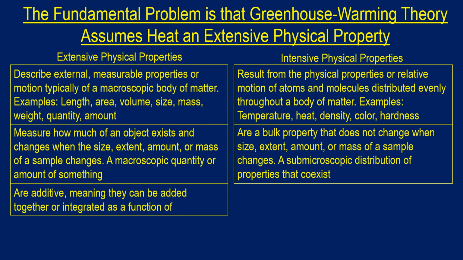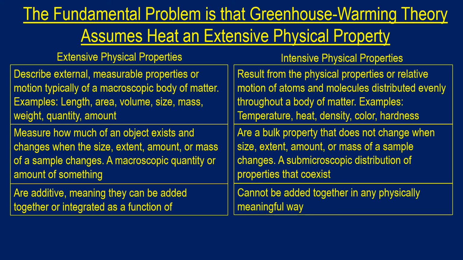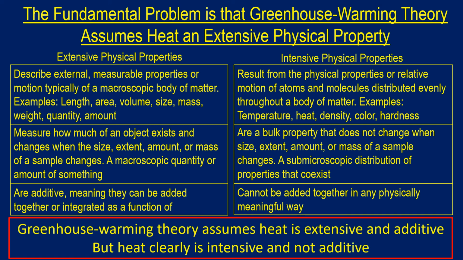Intensive physical properties are a bulk property that does not change when the size, extent, amount, or mass of a sample changes. Intensive physical properties are a submicroscopic distribution of properties that coexist. Intensive physical properties cannot be added together in any physically meaningful way. Greenhouse warming theory assumes heat is extensive and additive, but heat clearly is intensive and not additive.